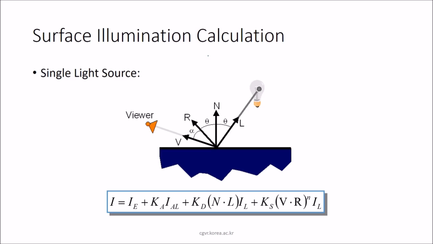Now the surface illumination calculation. If you have a simple light source, then we add whatever we have just computed. We add them all: IE plus Ka IAL, the ambient. Then you have the diffuse one, the specular one, and this is the viewer. So you have a light, you have a viewer. All these angles. This is the normal. This is the light. This is the reflected. This is the direction of the viewer. So all these can be added, and this is the final expression.